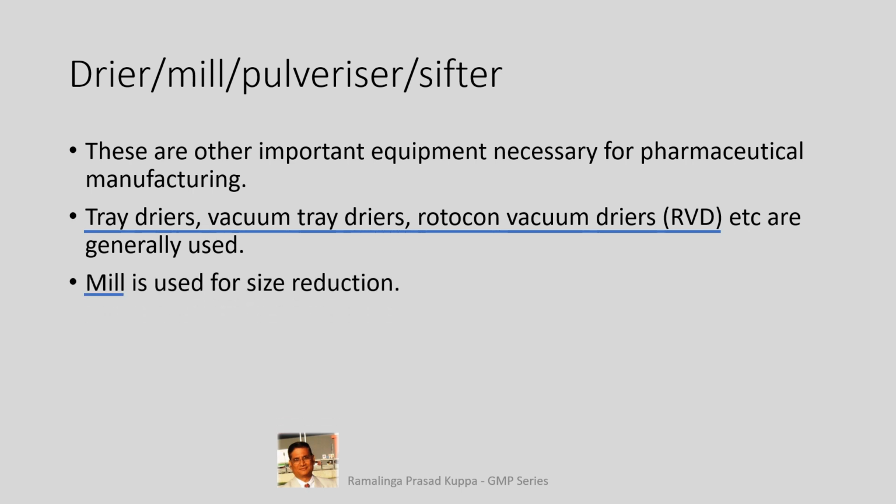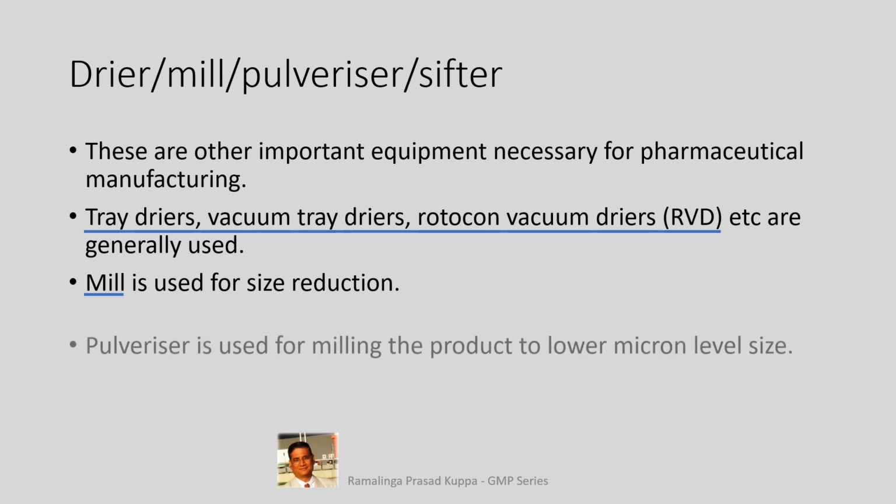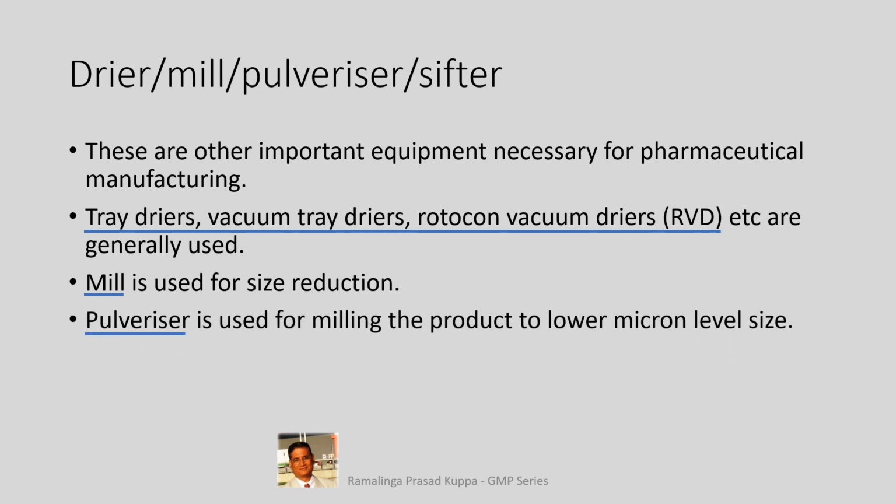Mill is used for size reduction. In general terminology, a mill is used for size reduction or delumping. The design is not suitable for milling smaller sized particles. Pulverizer is used for milling the product to lower micron level size. The pulverizer is designed to reduce the particle size into micron level to submicron levels. Though speaking technically, both are size reduction equipment, it is general terminology to use two different terms for mill and pulverizer.